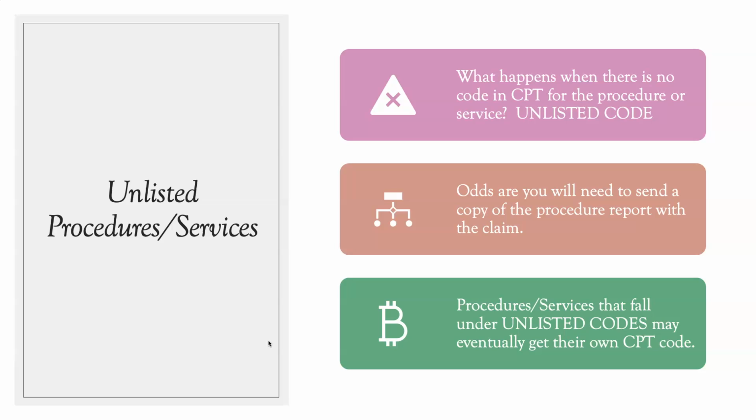Unlisted procedures or services. What happens when there is no code in CPT for the procedure or service? Because guess what? There are times where we don't have a code in CPT for what the doctor did or what the provider did. What do we do? There is an unlisted code, and that's what you use. Now, you don't want to use that unless you absolutely have to, because again, you will probably need to send a copy of the procedure report with the claim to justify using an unlisted code and to explain that it really does fall into the unlisted code.